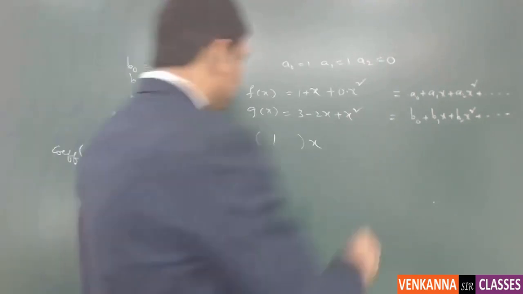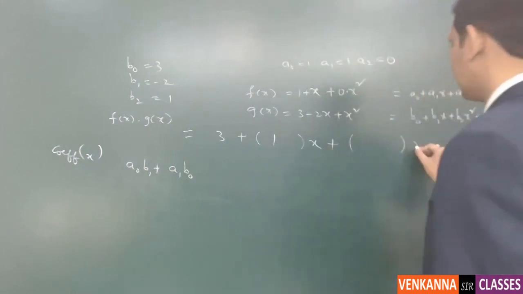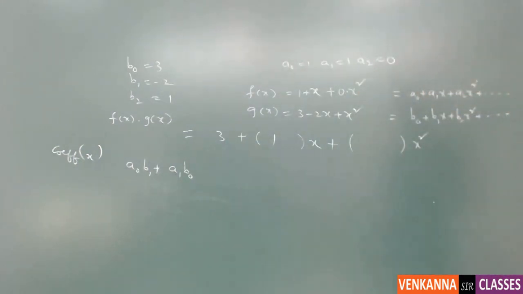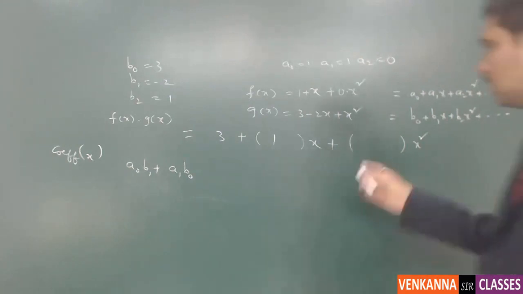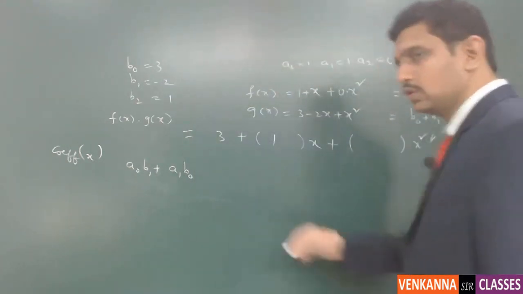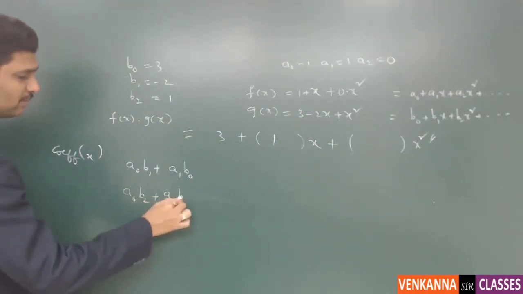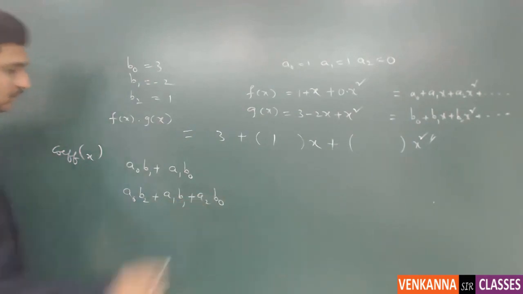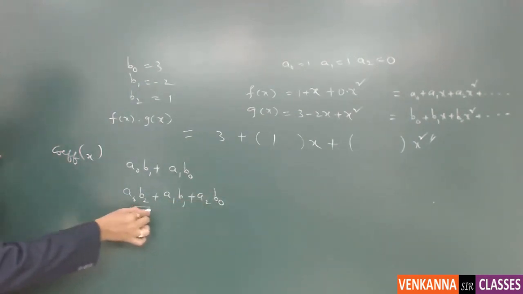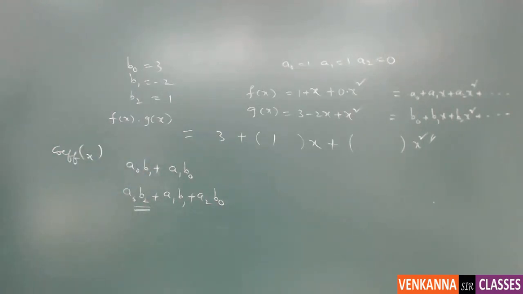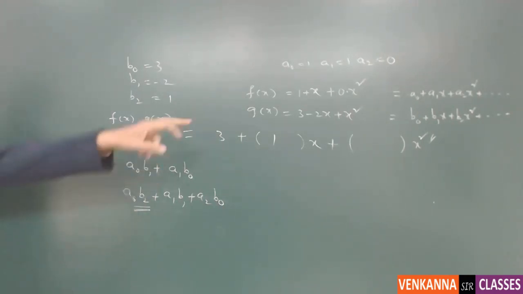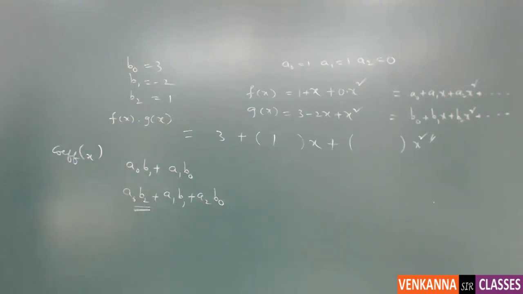So if you are calculating the coefficient of x square, how does it come? Since the power of x is 2, we will take those values: a0 b2 plus a1 b1 plus a2 b0. So you can observe that the sum of the suffixes is equal to the power of x. So from this relation, what is the value of the coefficient of x square? I think it will be minus 1.